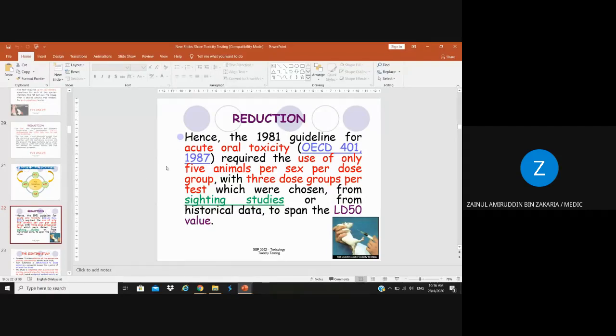OECD is the Organization for Economic Cooperation and Development. These are the organization that monitor the guidelines.